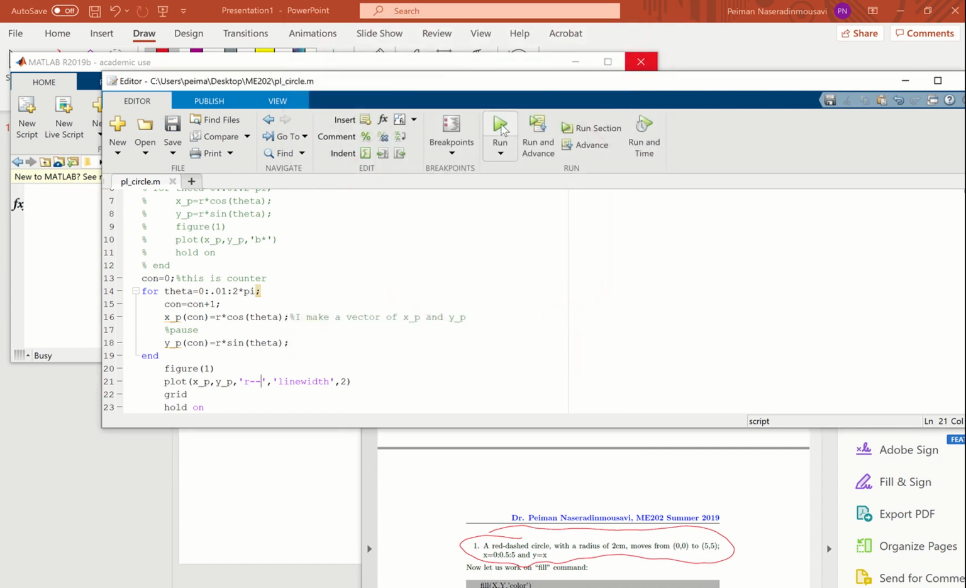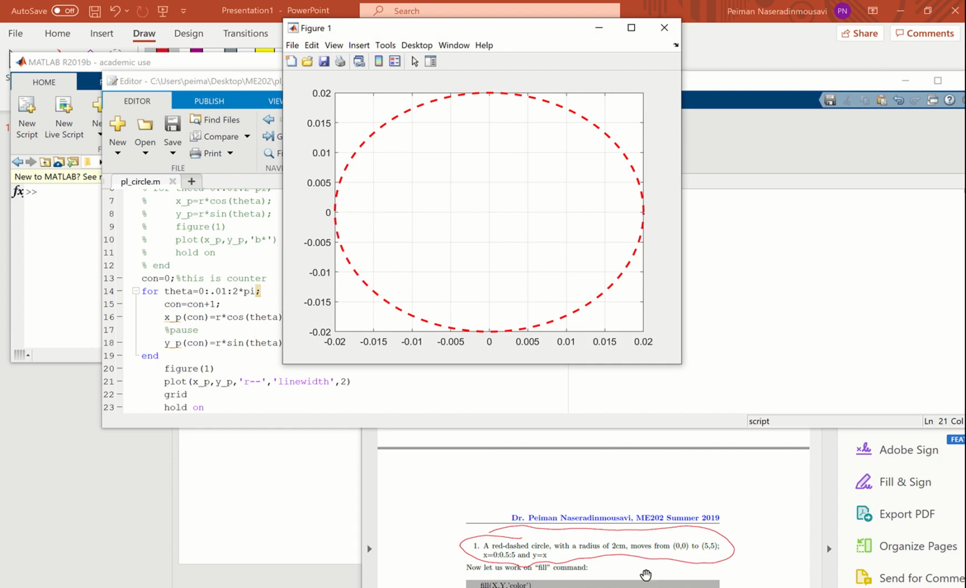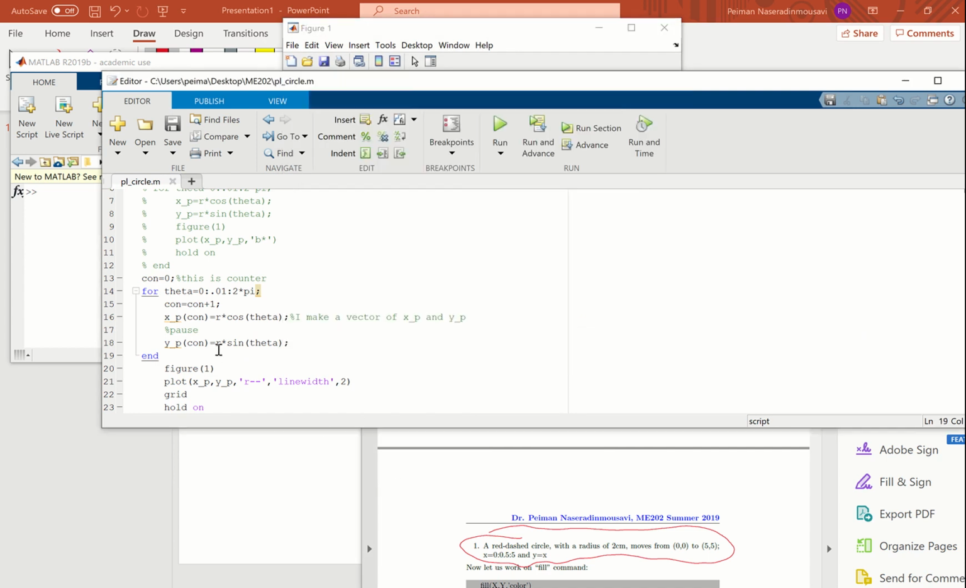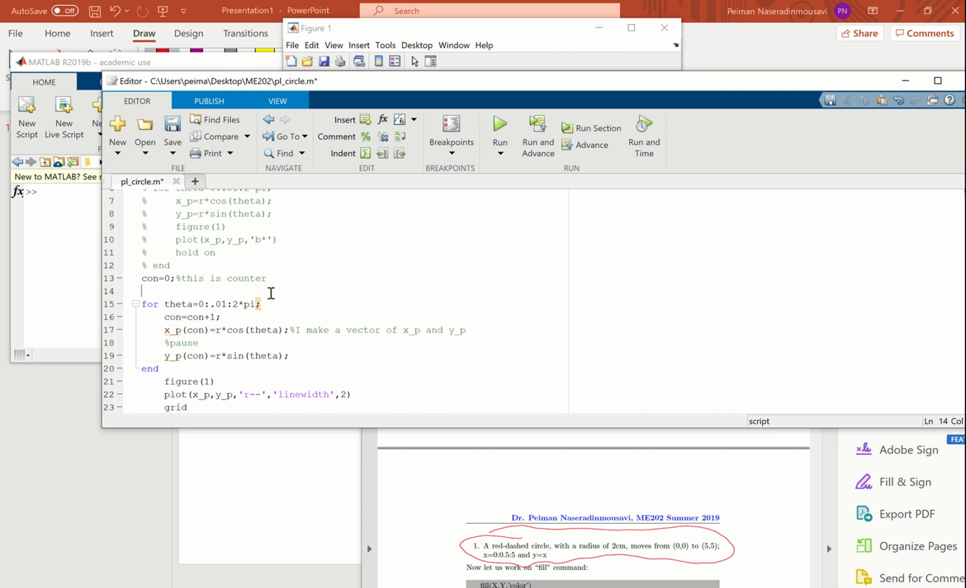Oh, I have to close this first. A red dashed circle that moves from 0 and 0 to 5 and 5. X is this, and it's okay. So now the problem is that you have to say from 0 to 5. That's right. So I'm going to say x that is moving, I'm going to put as 0, and obviously I'm going to put until 5.